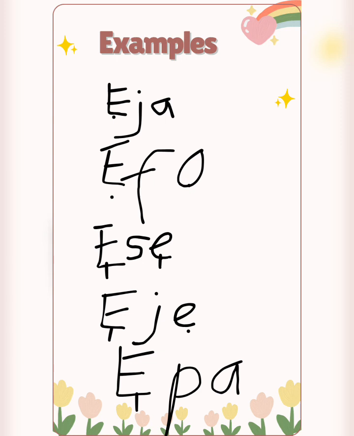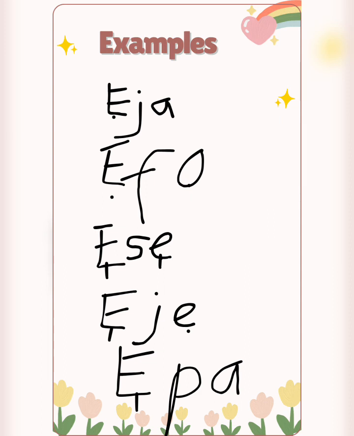E for ẹ̀fọ́ in Yoruba is a vowel speech sound. It is spelled as EFO in English, but in Yoruba it will be E, the one with the dot, F, O. Okay, but let's just spell it as EFO. That's the vegetables.